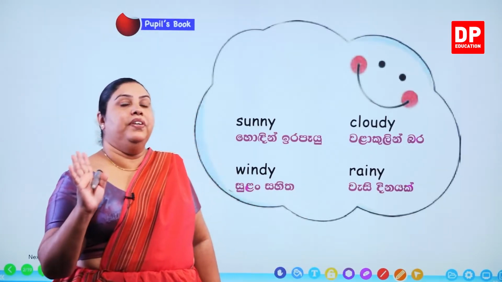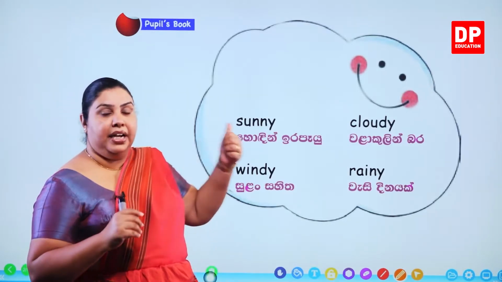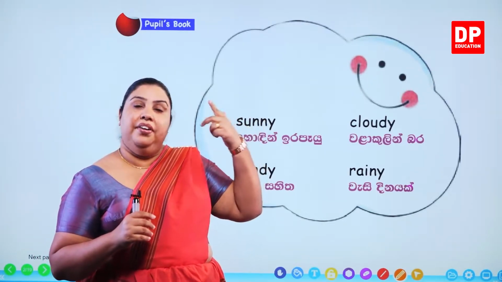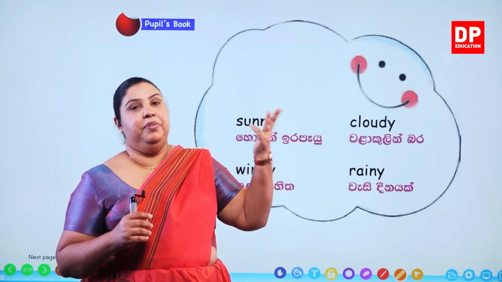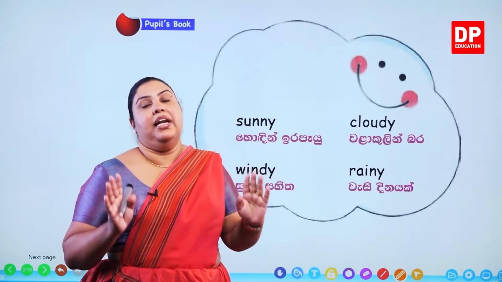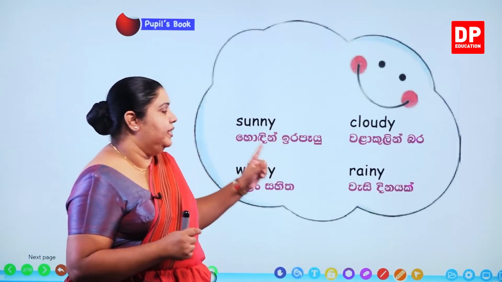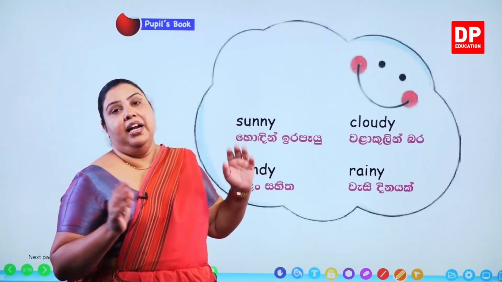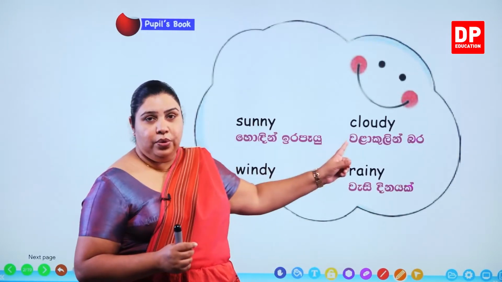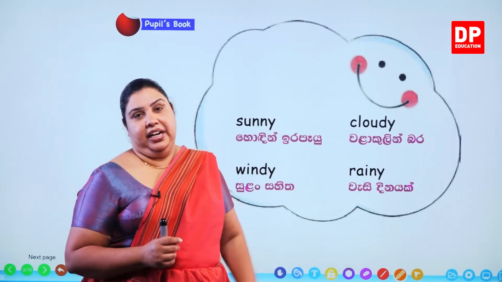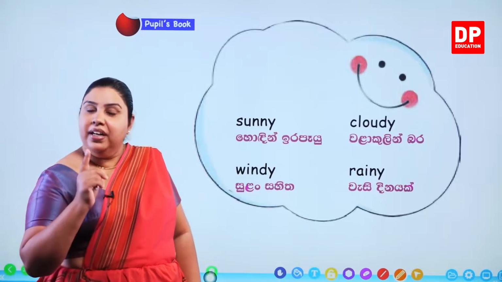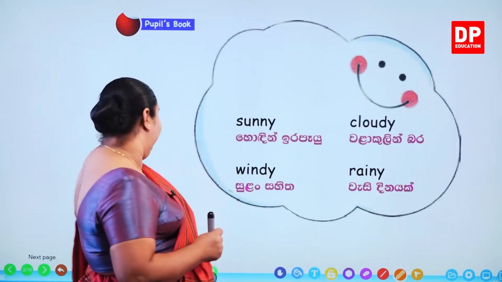So what are the 4 different types of weather? Sunny, windy, rainy, cloudy. අපි වර්ග 4ක් ගැන ඔන්න පුතාලට අද පාඩමේදී කතා කරනවා. So we are going to use these 4 words all the time during our lesson. Sunny, cloudy, windy and rainy. Now we are going to move on to our next slide. Let's see what we have there.